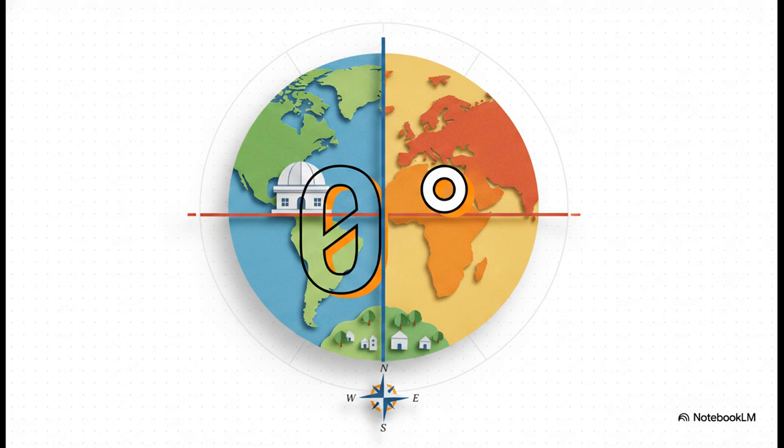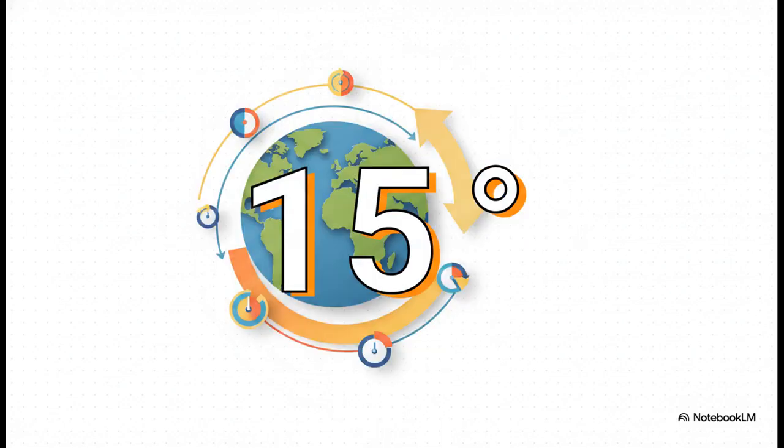Now, just like the equator is our starting point for horizontal lines, we need a starting point for our vertical lines too. Enter the prime meridian, representing 0 degrees longitude. By international agreement, this imaginary line runs right through an observatory in Greenwich near London. And just as the equator divides north and south, the prime meridian perfectly divides the Earth into the eastern and western hemispheres.